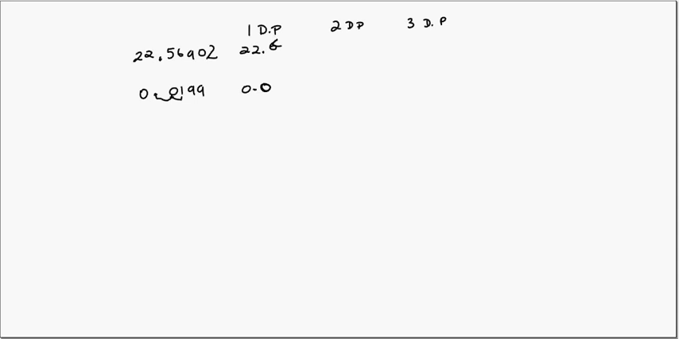Alright, so based on that, try to figure out the others for this top number and for the bottom number. Try and see what you'd get for 2 decimal places here and here, and 3. And then do the same thing for the bottom number. See what you come up with.